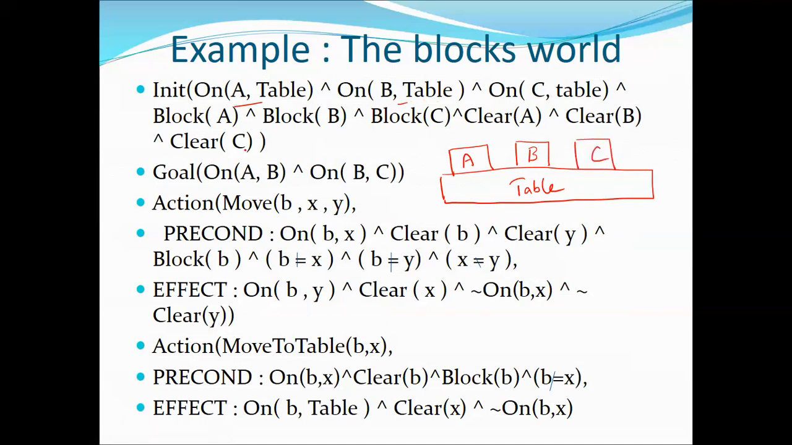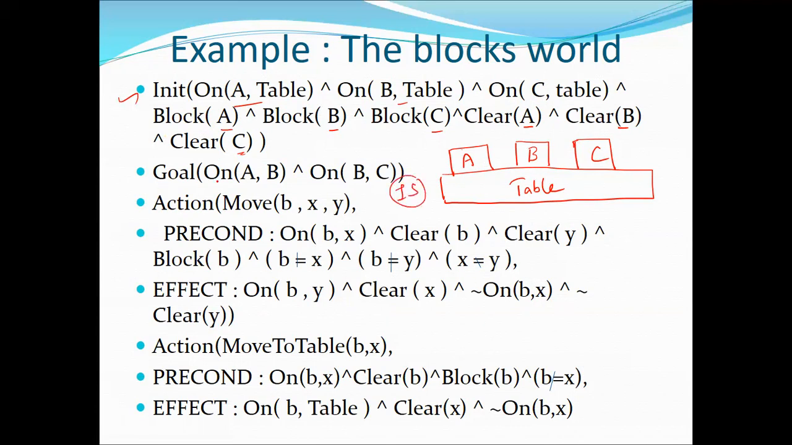And where A is a block, B is a block, and C is a block. Clear(A) means nothing is on top of A, Clear(B) means nothing is on top of B, and Clear(C) means nothing is on top of C. This is the initial state. Let me call it IS.